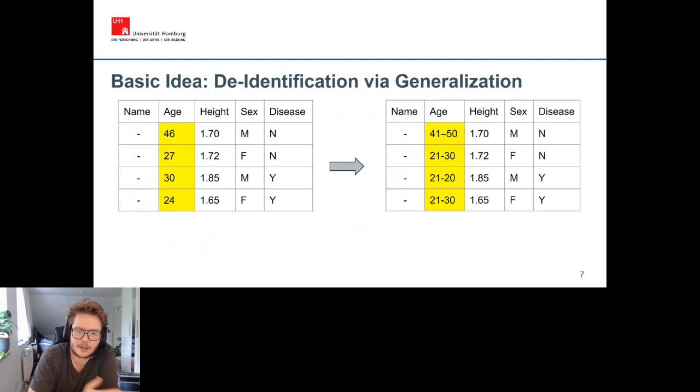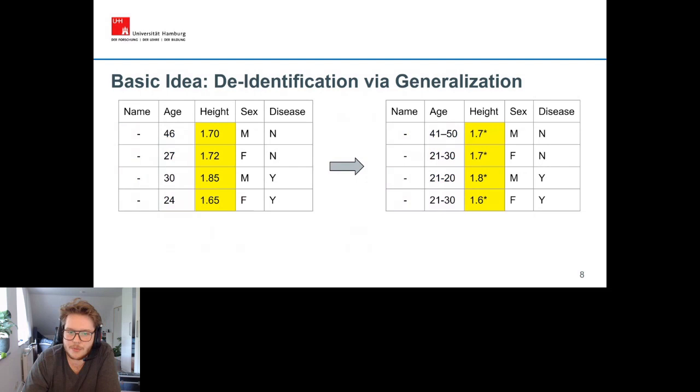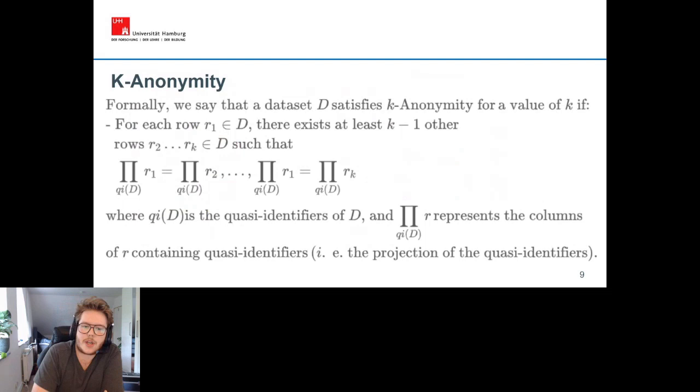There are also some other ways to do this. Some people like to do it like this. So you just add some stars, which basically does the same thing, but looks a little bit different. So those are things you come across. And if you want to formalize this problem and this approach, we arrive at something called K-anonymity.